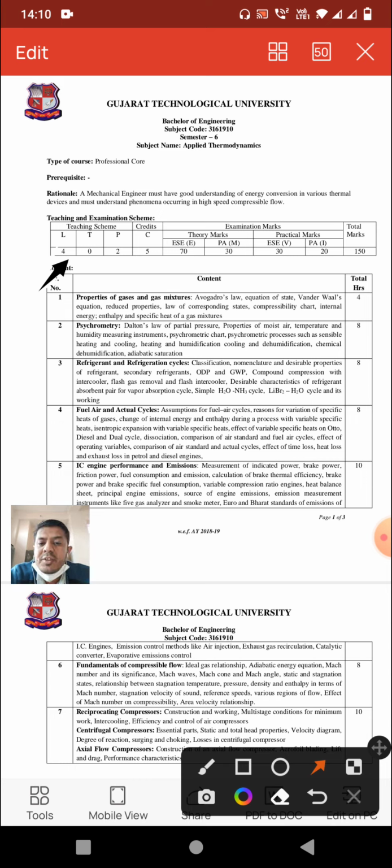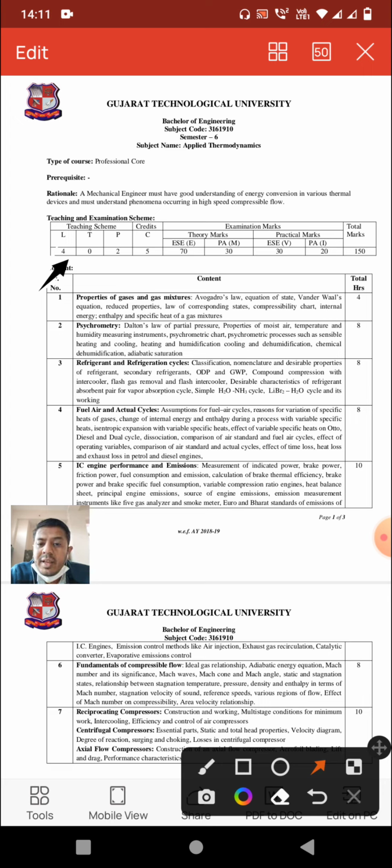The third chapter is refrigerants and refrigeration cycles, in which we will study different types of refrigerants, their classification, nomenclature and properties, we will see all those systems. Then we will see the different refrigeration cycles like the vapor absorption cycle, vapor compression refrigeration cycle, lithium bromide cycle, aqua ammonia cycle, etc. in this particular chapter.